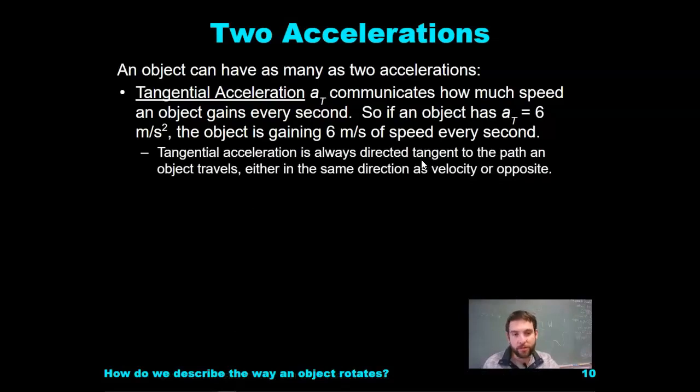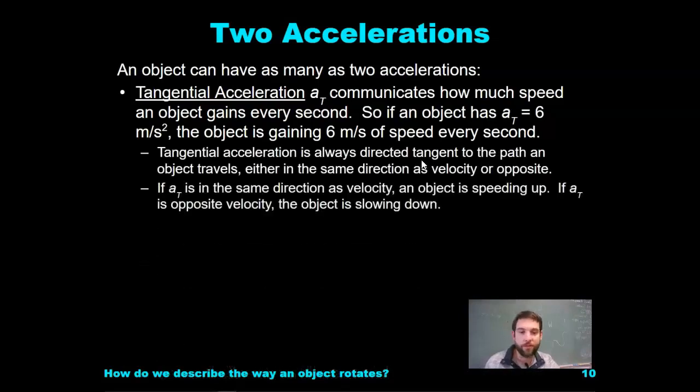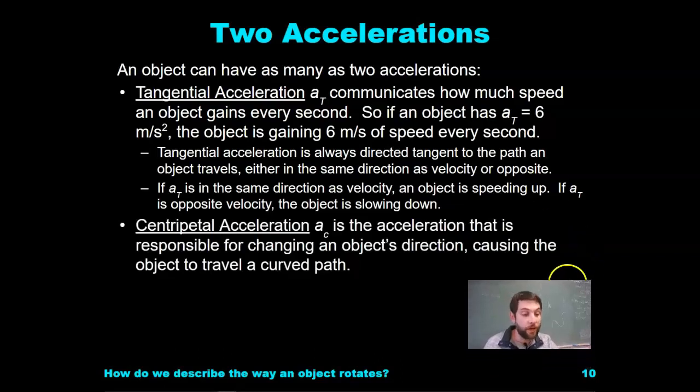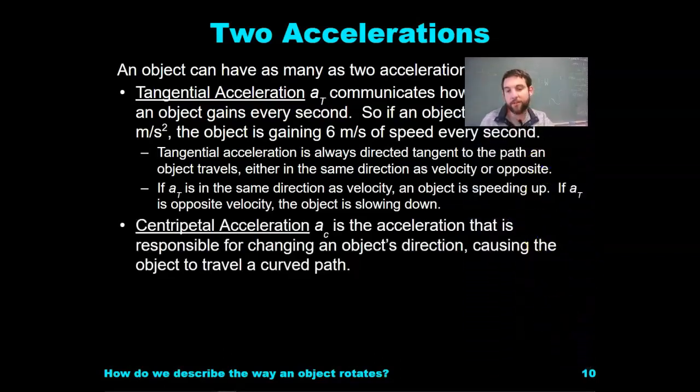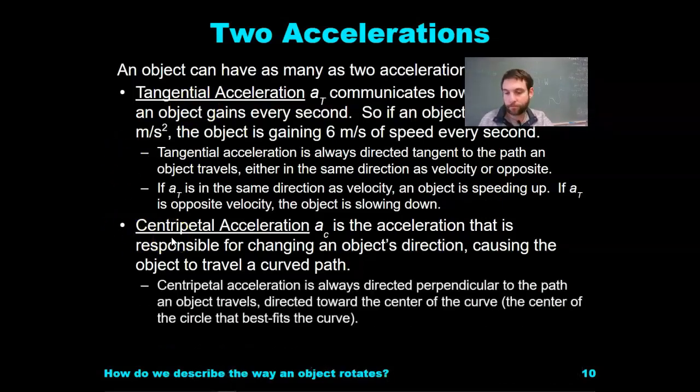Tangential acceleration is always directed tangent to the path the object travels, in the same direction. If tangential acceleration is in the same direction as velocity, an object is speeding up. If our tangential acceleration is in the opposite direction, the object is slowing down. Then we also have centripetal acceleration, which is the acceleration that is responsible for changing an object's direction, causing the object to travel along a curved path. Tangential acceleration changes speed. Centripetal acceleration changes direction.